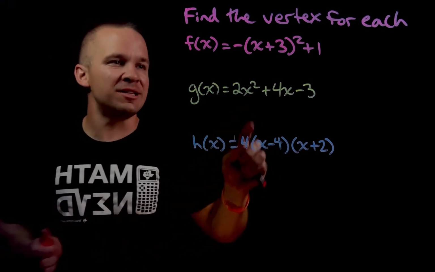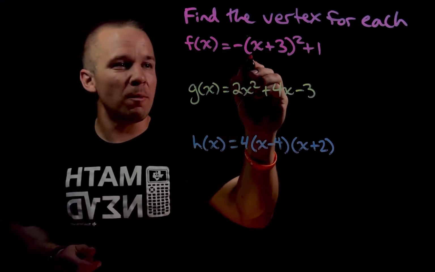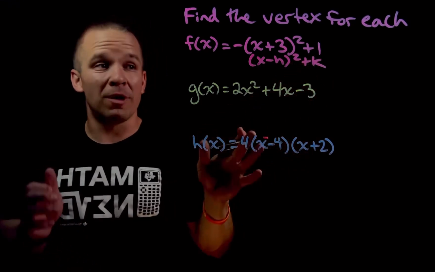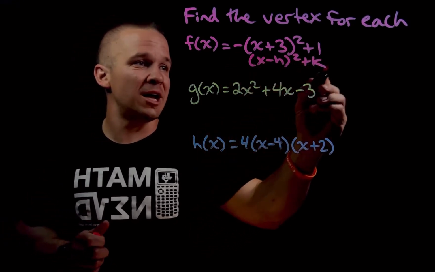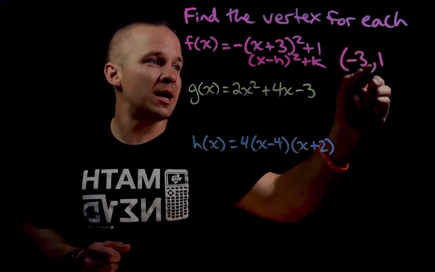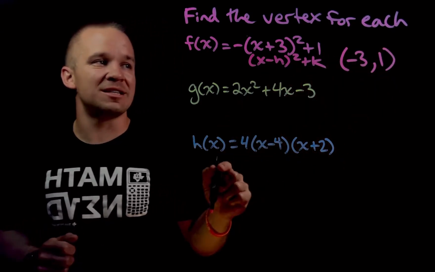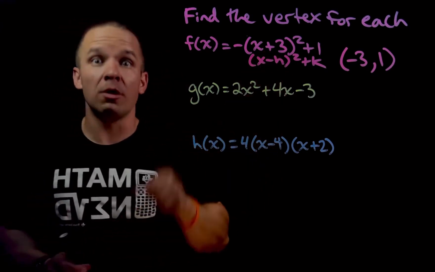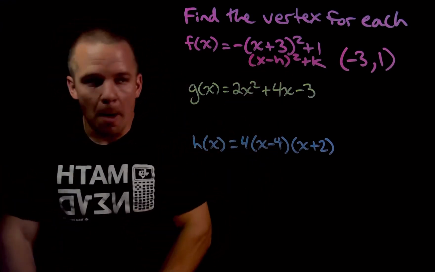Easy, baby, easy. So the inside there, remember, it's x minus h squared plus k, right? So that's going to be the opposite sign there. I'm going to have negative 3, comma, positive 1. The k value stays the same. There's my vertex. I'm done with the first one. Just watch out for the little switcheroo. You know what I'm saying? All right, moving on.